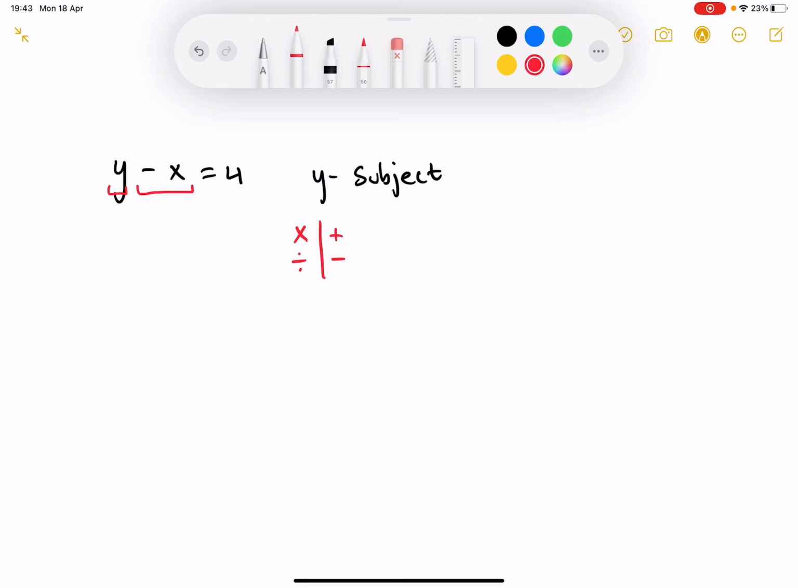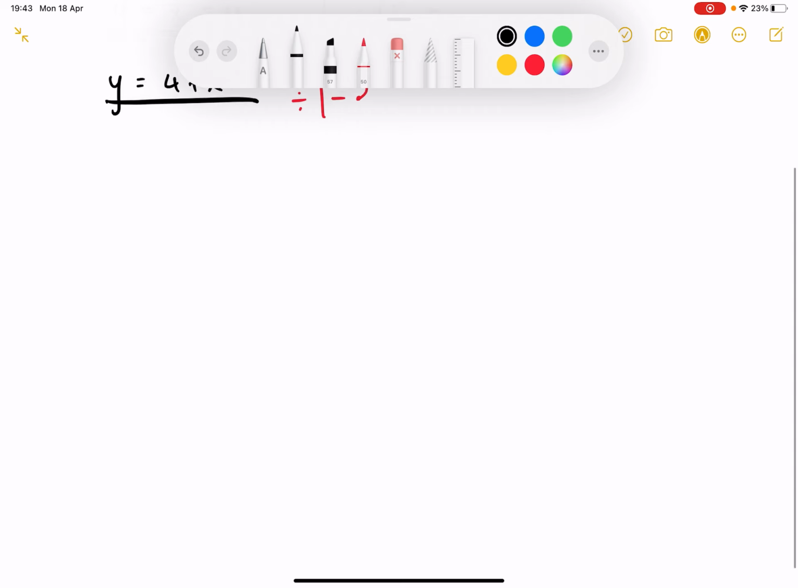When we look at the minus x, we want to get rid of it so that we have y by itself. It's minus x, so that means we need to do the opposite. So we need to add x on both sides to get rid of it. On the left we add x to get rid of x, but if we do something on the left, we have to do it on the right. So we add x on the right. So we end up with y, the x's cancel, is equal to 4 plus x. And that's it. Okay, let's try another one.